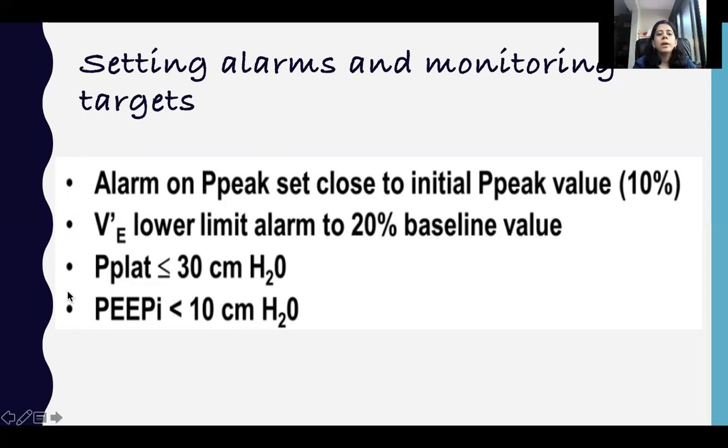And we have to make sure that at all times we keep the P plateau pressures less than 30 centimeters of water, and achieve an intrinsic PEEP or auto PEEP as low as possible, preferably less than 10 centimeters of water, as early as possible.